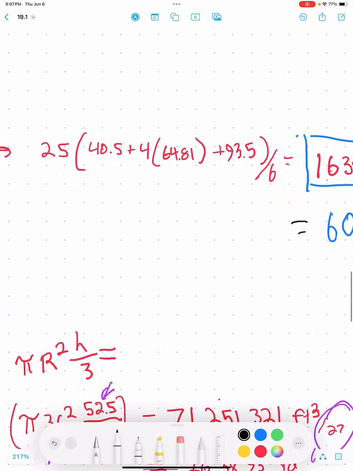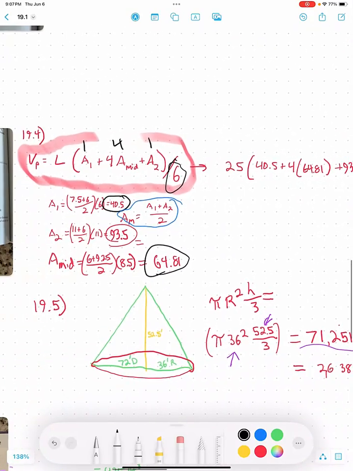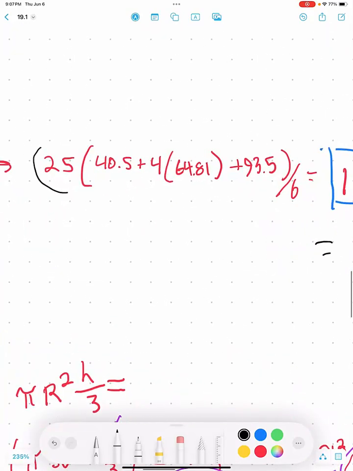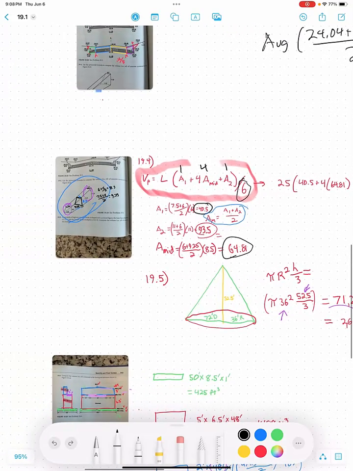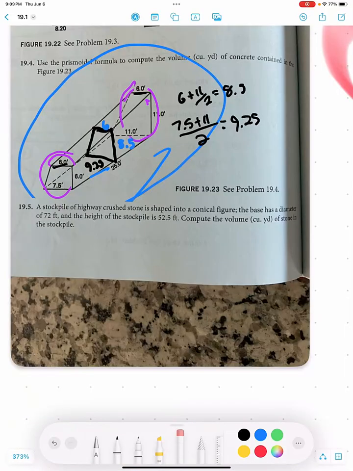Adding those all into our main formula, the length is the 25 here, times 40.5 plus 4 times 64.81 plus 93.5, divide all that by 6. The number I came up with is 1638.5 cubic feet. They asked for it in yards, so you divide that by 27 and you get 60.68 cubic yards. And that's the problem.